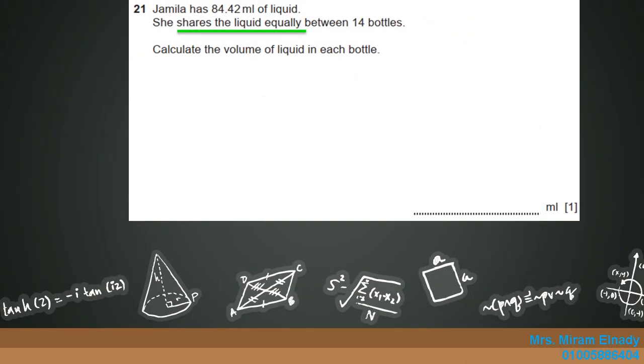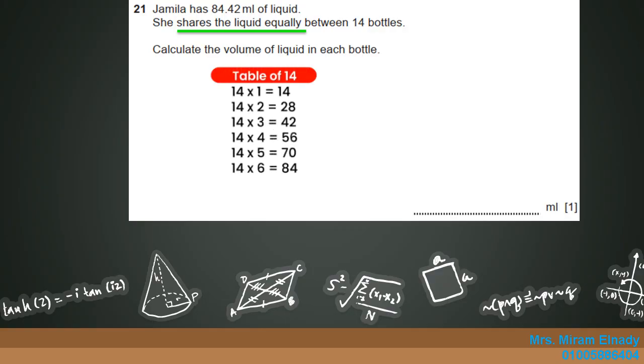She has 84.42 milliliters of liquid. She shares the liquid equally between 14 bottles. We need to highlight, circle or underline the words shares equally. This means we are going to divide 84.42 by 14. So we need to write table 14 in front of us, 14 times 1, 14 times 2, and so on, so that we can use long division.